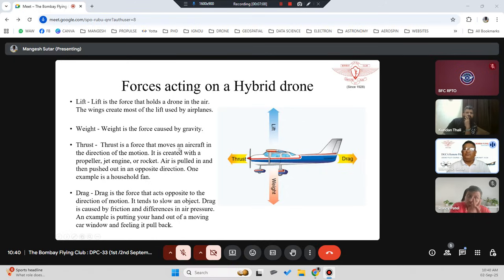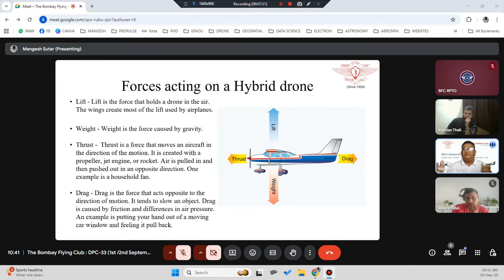Thrust is the force that moves the aircraft in the direction of motion. It is created with a propeller or a jet engine or a rocket. Air is pulled in and pushed out in the opposite direction. One example is a household fan. Drag is the force that acts opposite to the direction of the motion. Drag will always be opposite to the motion.